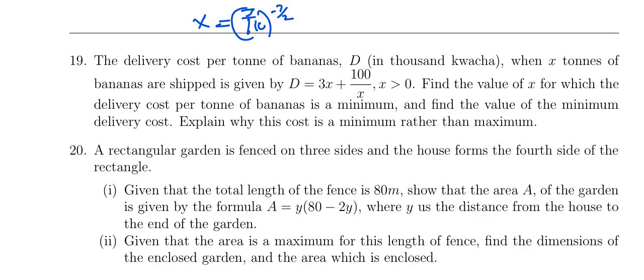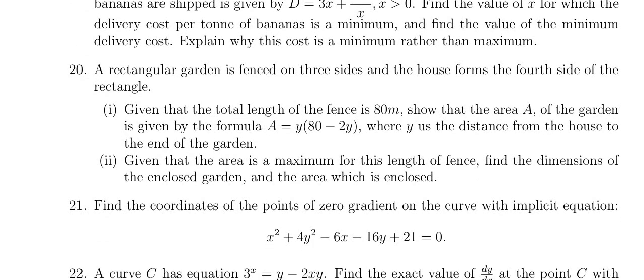Then your number 20, so pay attention. Explain this is a minimum. It's a minimum because the second derivative, so you can just say d prime is greater than 0 at x equal to 3. This is to the power negative half, right? Yes. Then look at number 20. Number 20 is a type of question that they can ask you.